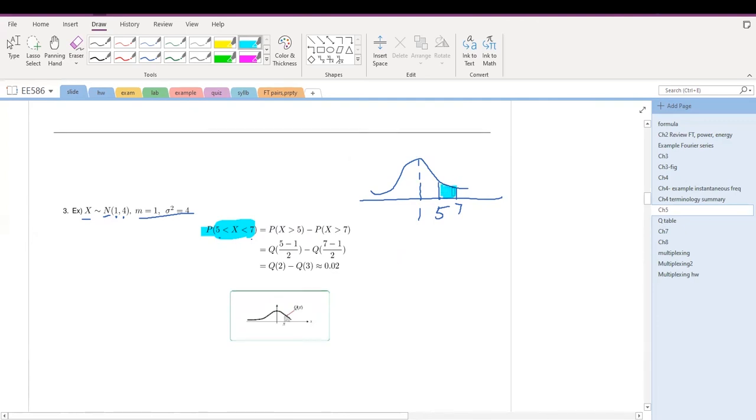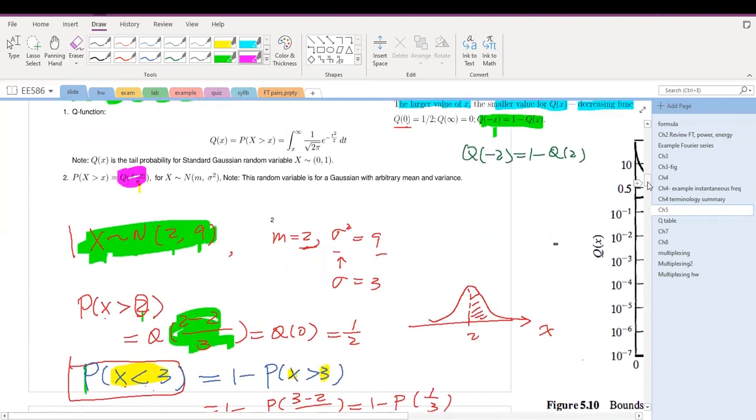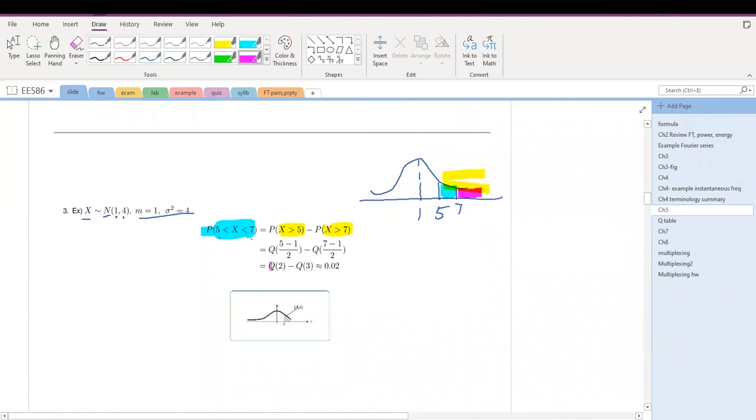So with the Q function, we want to express this probability using two probabilities and take the difference. This area is the difference of the probability of X greater than 5, that will be this area greater than 5, and then minus the probability of X greater than 7, that will be this area. So if we take the difference of yellow and purple, we're going to get blue. And then we use this formula, this relationship here. And we can see this probability equals Q(2) minus Q(3), that equals 0.002.